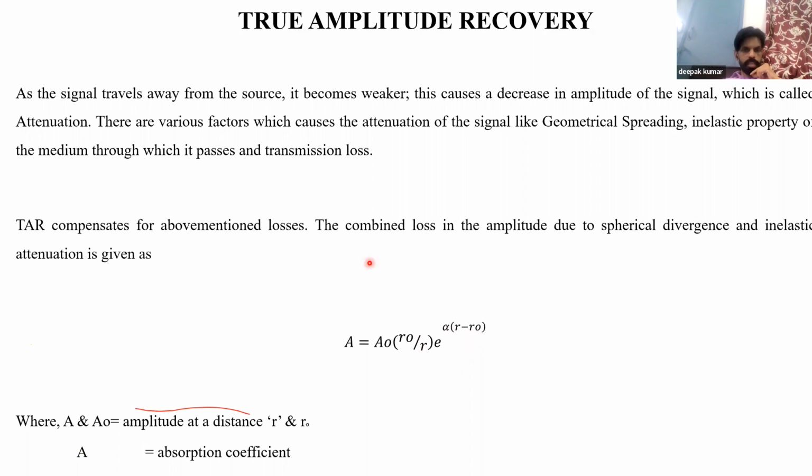Obviously, if my shot point is here and another geophone is here, energy is moving from here to here, so this distance is more than this distance. If I want to find the amplitude at one particular distance, A is equal to A naught times e to the power minus alpha times R minus R naught. E is the exponential, alpha is the absorption coefficient, and R and R naught are the distances. By this we can find the amplitude, and then we can apply gain accordingly to enhance the decayed amplitude and make it prominent. Okay.